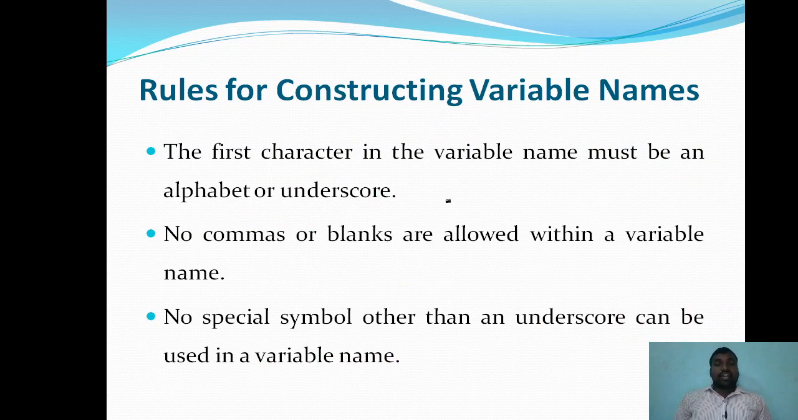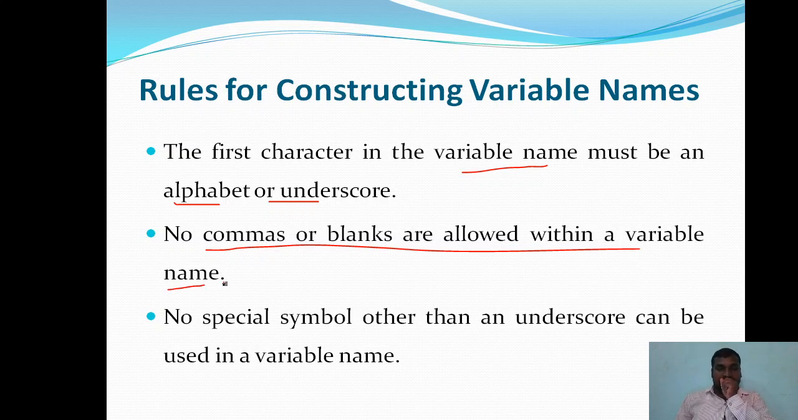The first character of a variable name must be an alphabet or an underscore, so it should not be a digit. The first letter of the variable name must be either an underscore or any alphabet. No commas or blanks are allowed within a variable name. A variable name should not contain commas or blanks. No special symbols other than underscore can be used in a variable name.